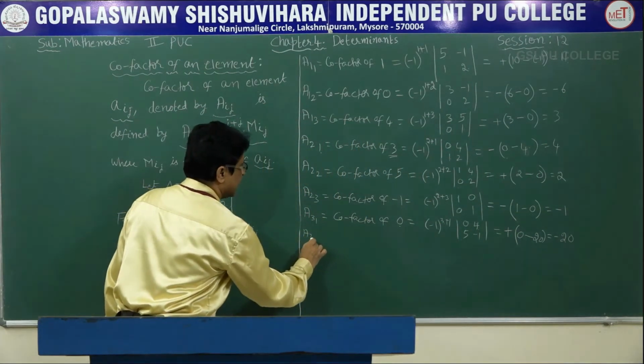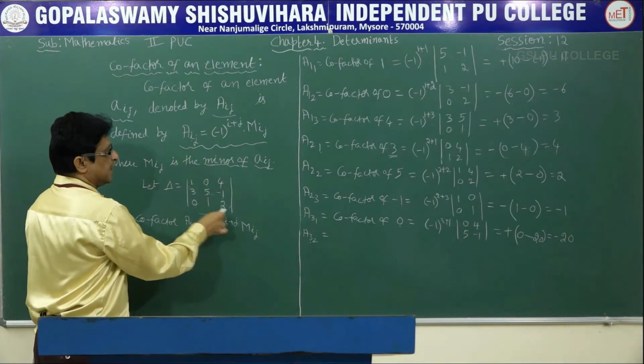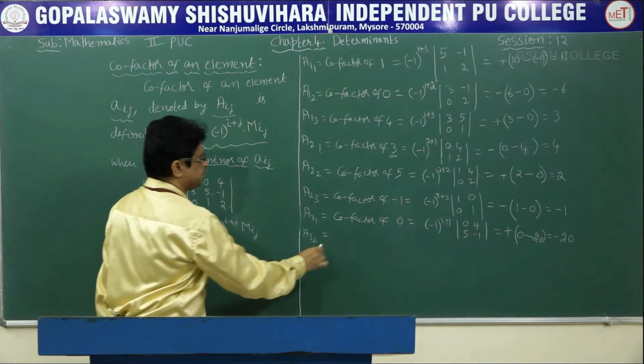Next is A32. Here A32 means third row and second column, that is the cofactor of 1.